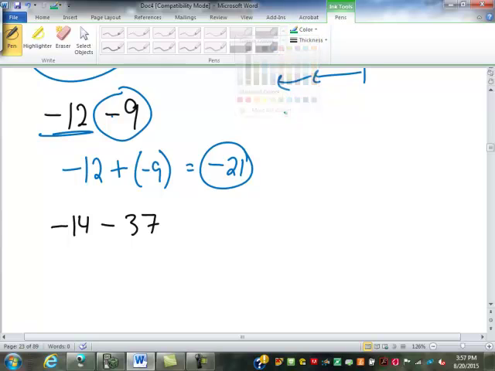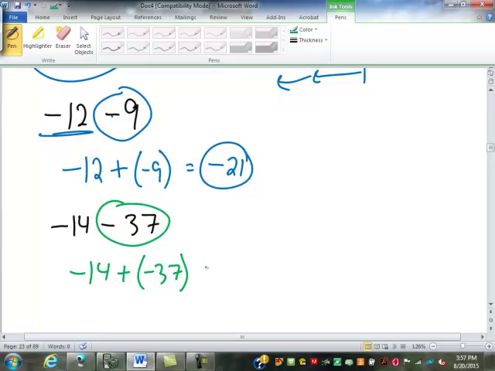This one is going to become, does the -14 change? No. It affects the number that comes after it. So subtracting 37 will become adding -37. Good. So here's 0, -14, -37. We end up at -51. Perfect.